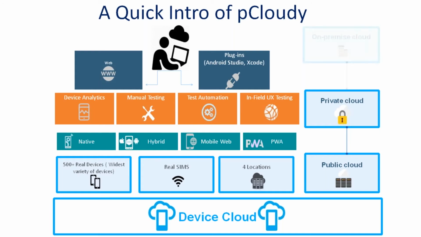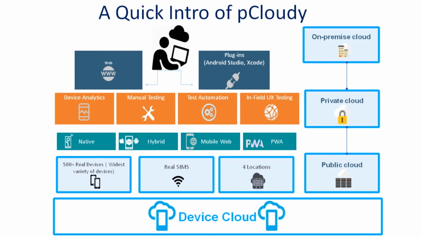And the last offering, which is again pretty unique to pCloudy, is the on-premise cloud. If you have certain devices, you have already invested in them and you want to leverage those devices, you can always go ahead with the on-premise cloud, wherein we will set up the cloud infrastructure within your premises behind your firewall, and you can connect your own devices to that cloud. Likewise, you can create your own remote test lab using the on-premise cloud. So these are the 3 different offerings or flavors which we have in pCloudy.